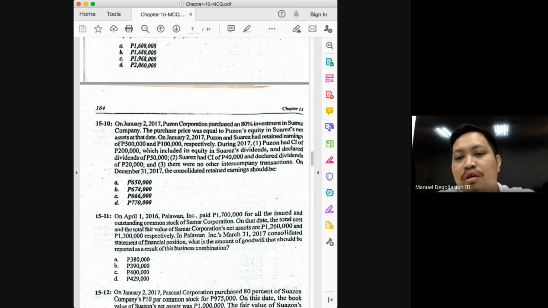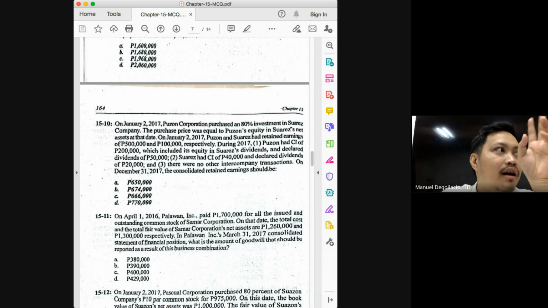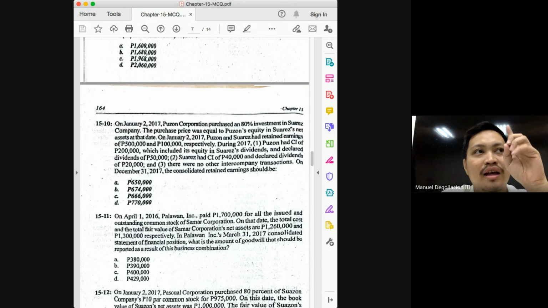Where do we begin in computing for your RE, class? Start with your RE beginning. Whose RE beginning, class? No, the consolidated entity. But they will be the same, class. Again, I mentioned this. The beginning consolidated RE will be the same as the RE of the parent at the date of acquisition. And that is why students would have the misconception that you will be starting with the RE of the parent. No, you will be starting with the RE of the consolidated entity.